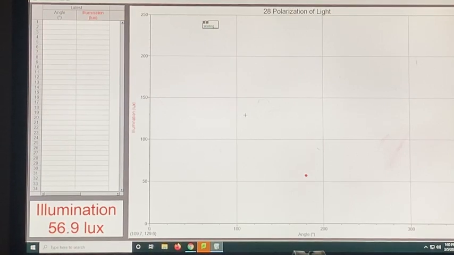All right, so here's part 3, and we've got the setup, taking the data for here. I have the first polarizer at 0, as I marked earlier, both at 0. So what I'm going to do now is rotate this around and see what happens.